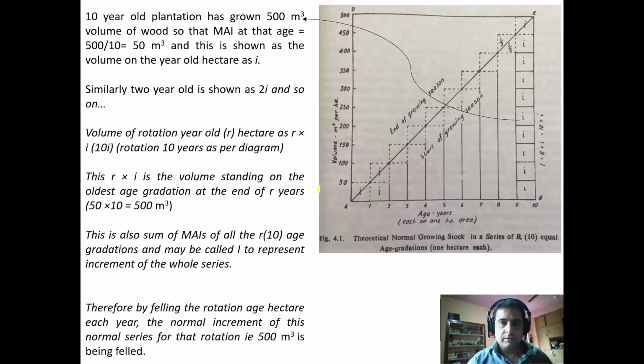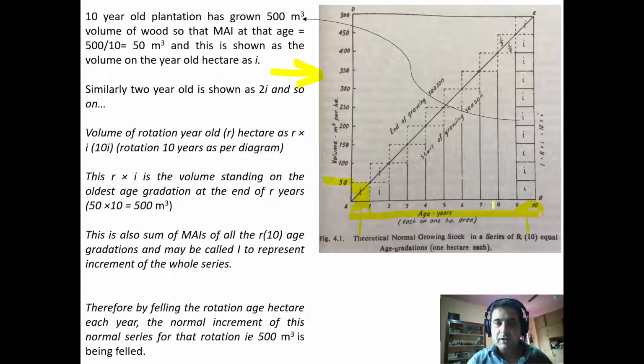Now, how are we going to understand this? We're going to understand the normal forest with the help of this diagram in case of clear felling system, where we maintain different age gradations from 1 to 10, each age class occupying an area of 1 hectare. And when it is planted in the first year, it keeps on growing and reaches maturity in the 10th year, and the amount of increment that each age class puts on in a single year is 50.